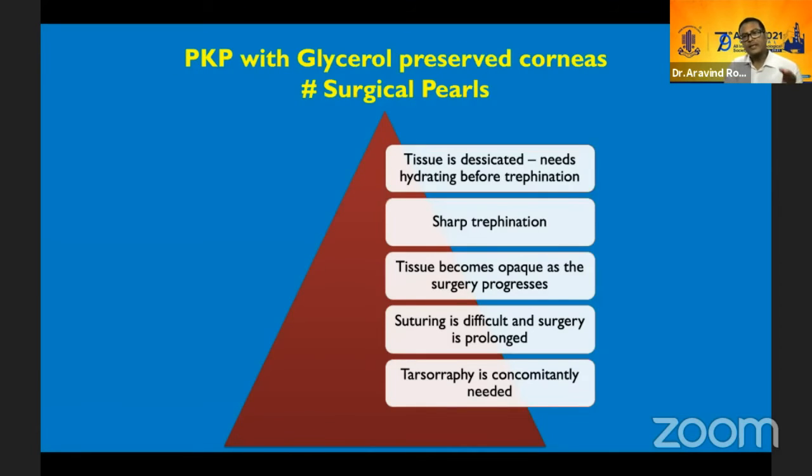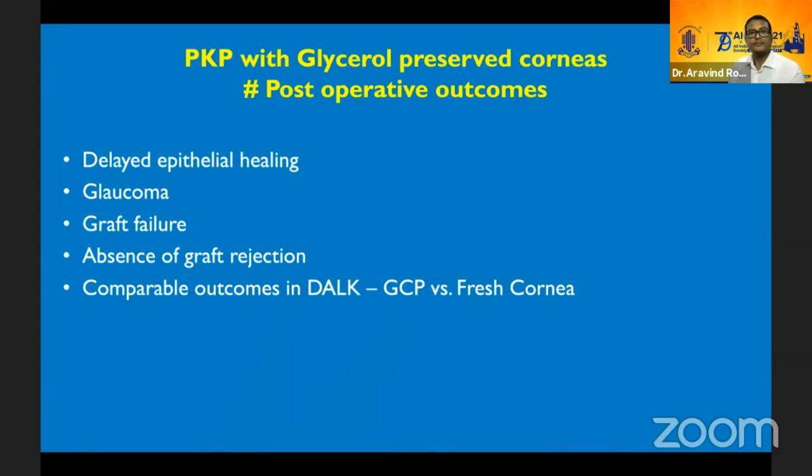All in all, there are certain interesting surgical tips that we picked up along the way. It needs adequate hydration and thawing before using a glycerol preserved cornea. A sharp trephination is desirable. The tissue tends to opacify as the surgery progresses, and suturing is difficult, and sometimes that's the reason why the surgery can be a bit prolonged. Tarsorrhaphy certainly will be advisable because the tissues have a very slow rate of epithelialization. Apart from that, these tissues do very well tectonically, and they can also be taken up for lamellar transplants.